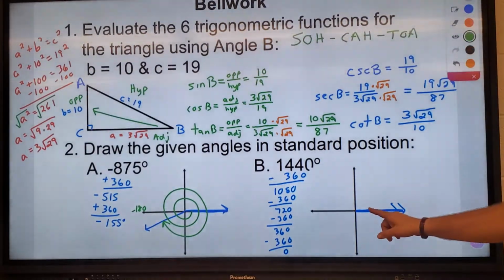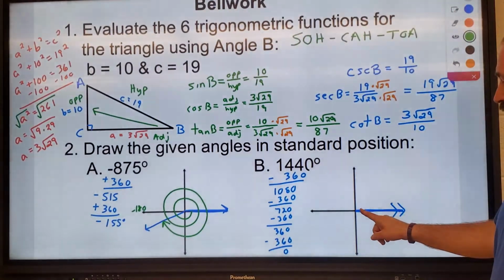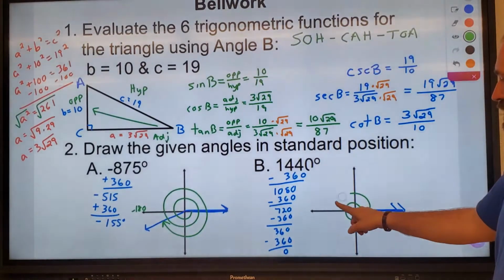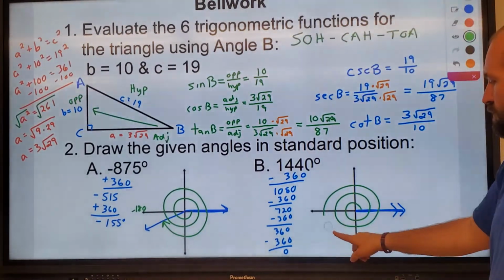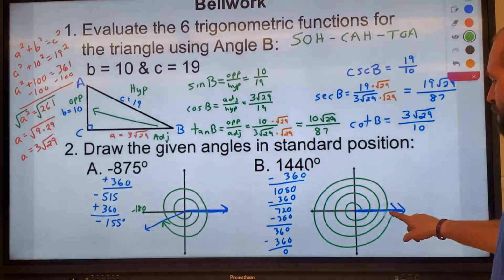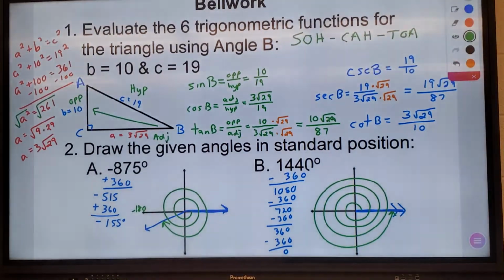So I start here. Positive, I go up first, so I go up and around, and I have 4 full rotations. So I go up and around 1, 2, 3, and I end right on that line. That's 4.